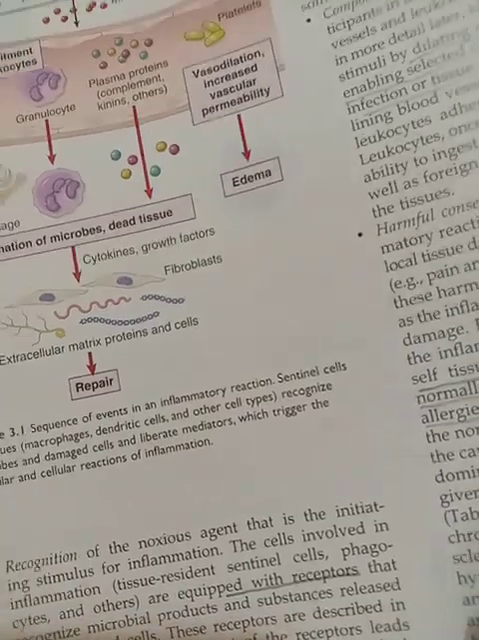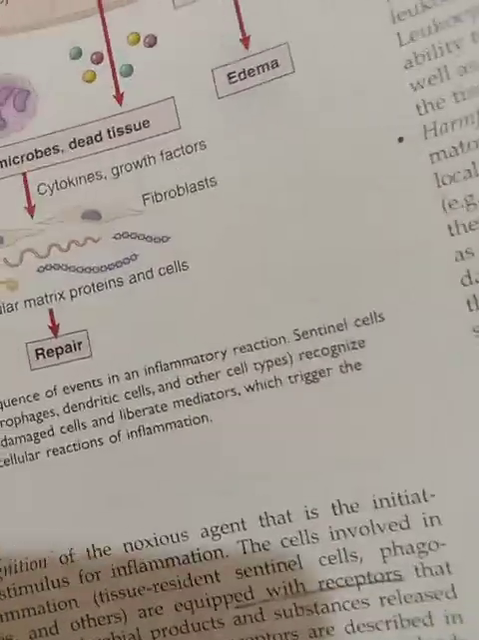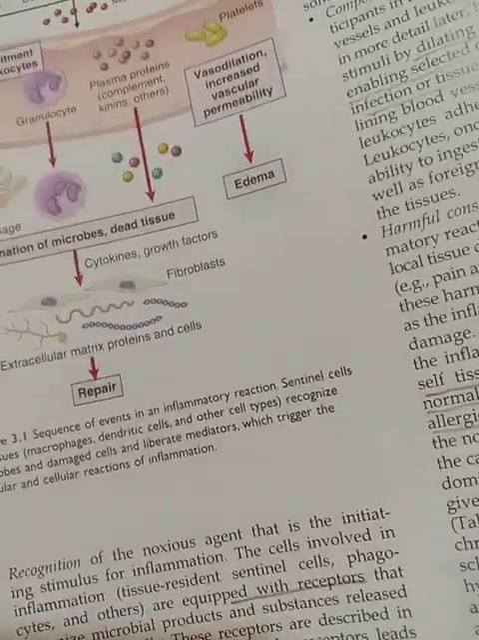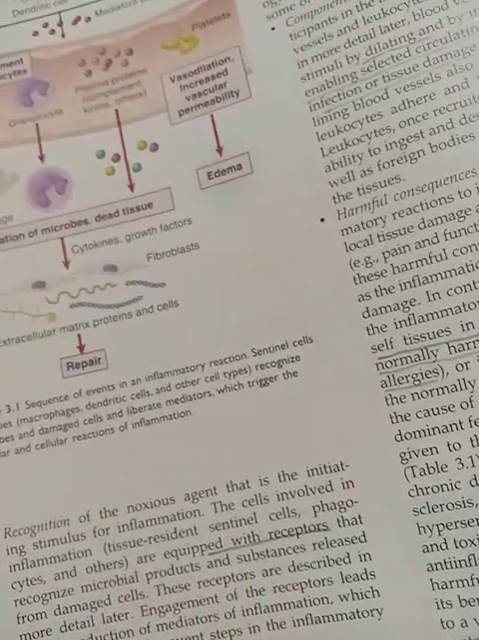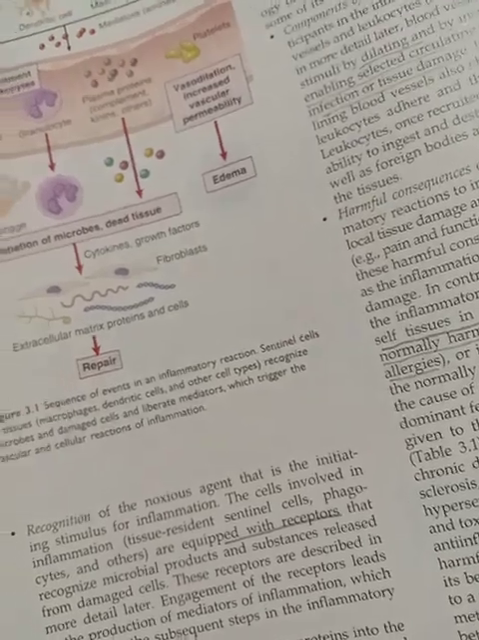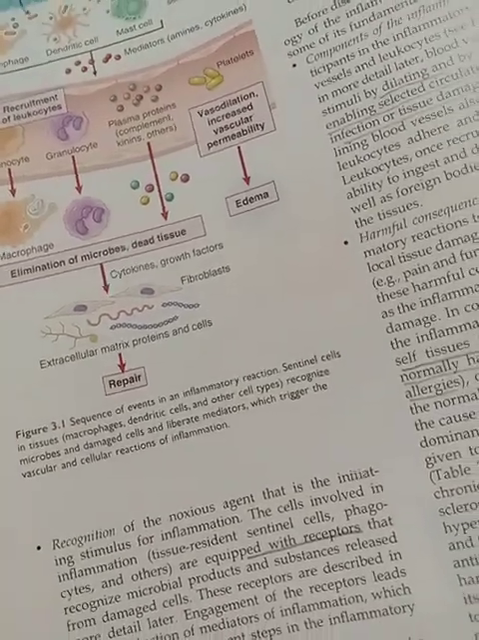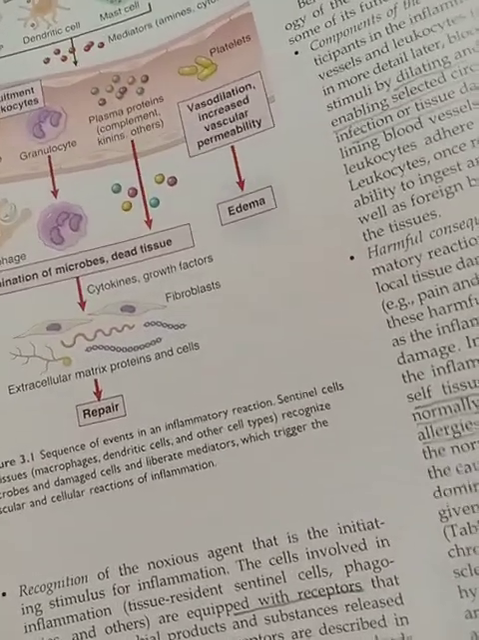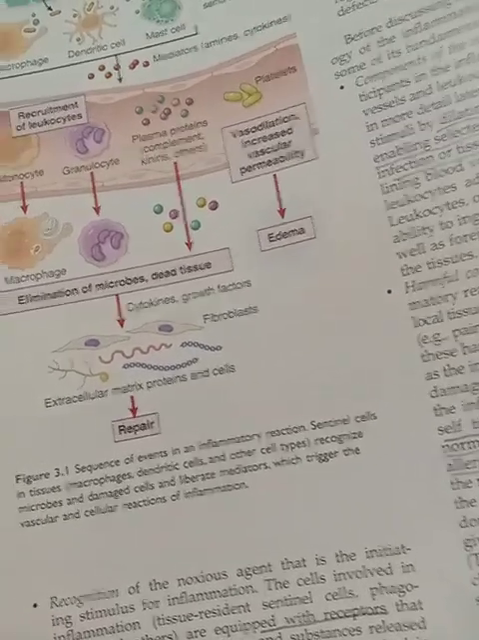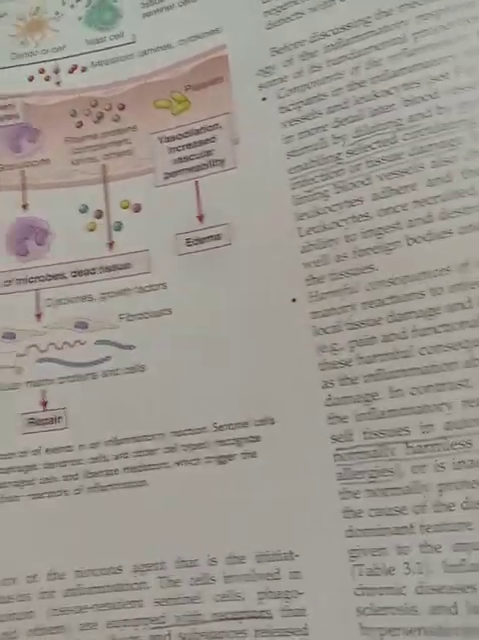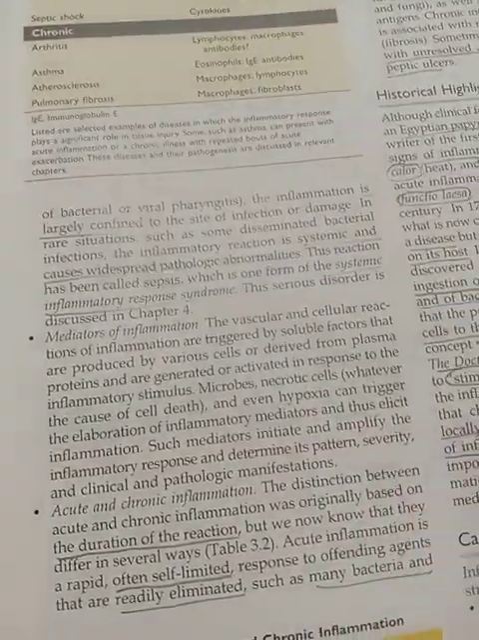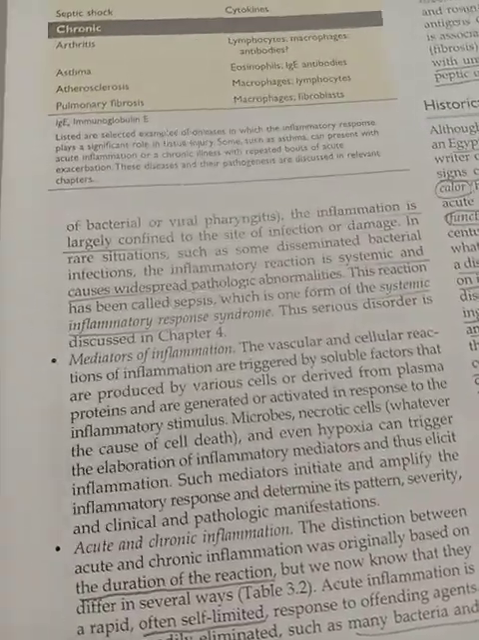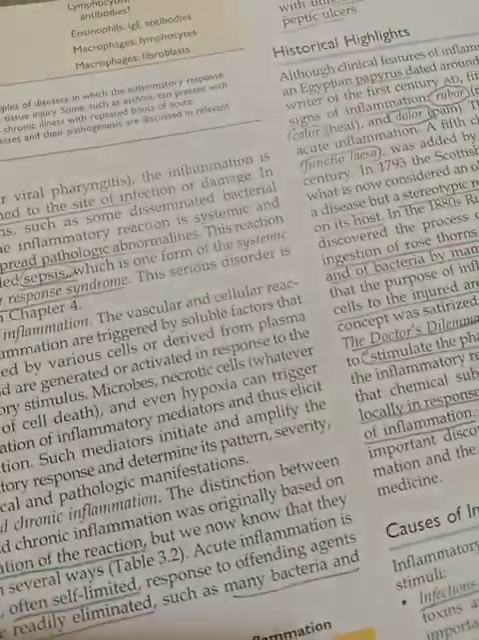Then the repair. If there is injury to the normal tissues, then it should be repaired. In most normal cases it is repaired, but there may be residual scarring also. And then we have already read the cardinal signs of inflammation. Then there are the causes of inflammation.